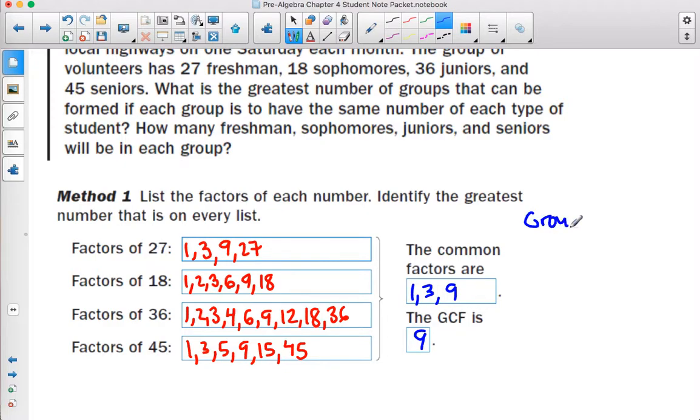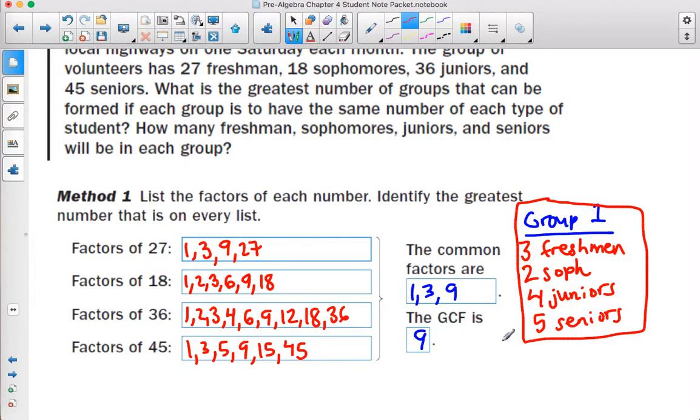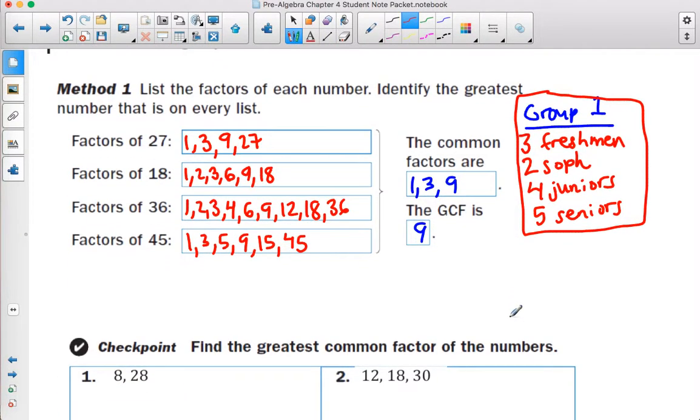Maybe here's group 1. I know there's going to be 9 of those groups because I wanted the greatest number of groups. If I divide each of the 27 freshmen by 9, that means there's going to be 3 freshmen in a group. There's 18 sophomores. If there's 9 groups, it means there's going to be 2 sophomores in each group. There's 36 juniors. If I divide them into 9 groups, it means there's going to be 4 juniors in each group. And if I take the 45 seniors and divide them into 9 groups, it means there's going to be 5 seniors. And there's going to be 9 groups with exactly this amount of freshmen, sophomores, juniors, and seniors in each group. But there's an equal amount, so there's no favoritism going on.